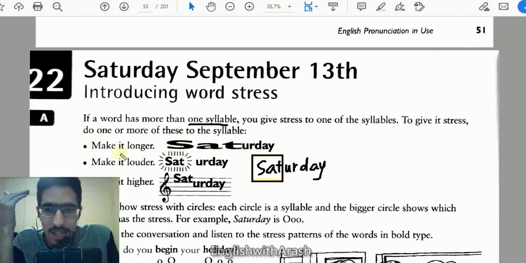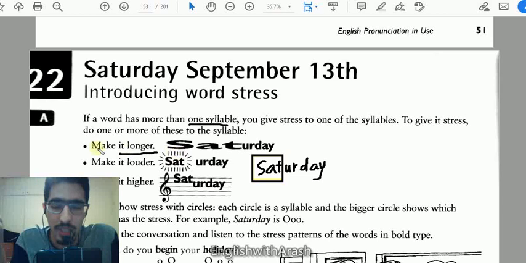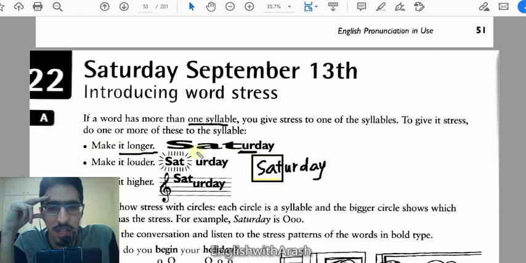One way is to say it longer. Saturday. I'm not saying it louder, I'm just saying it longer. Saturday. And this part I say faster. So this part, for example, 1 second, but this part half a second. So it sounds like Saturday. Saturday. So that was the first way.